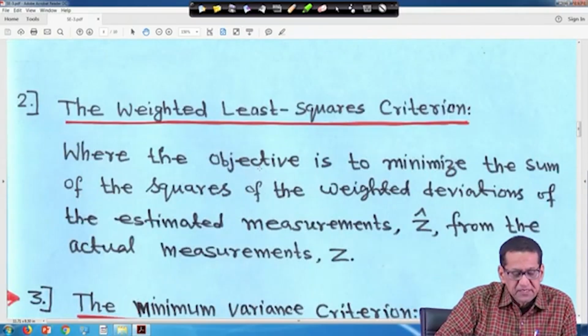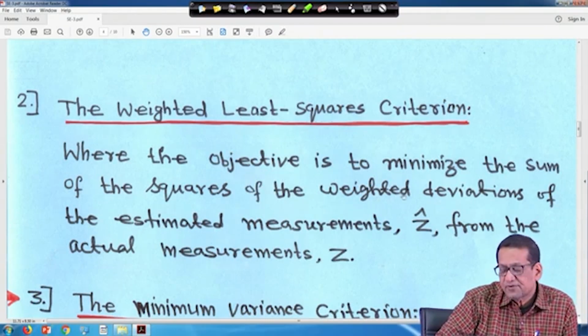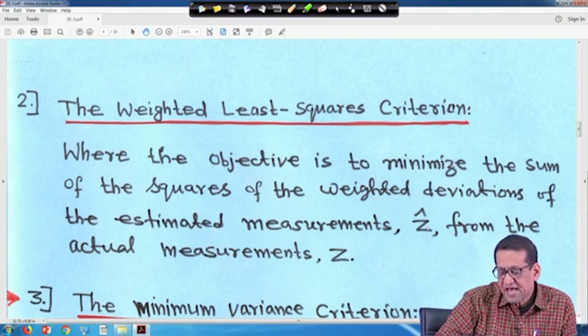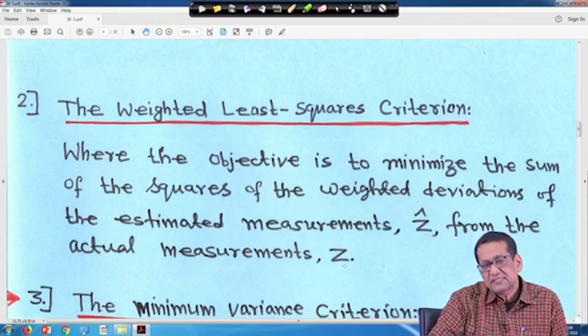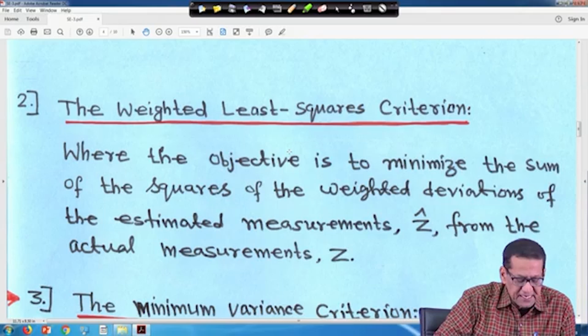Next one is the weighted least square criterion. Here the objective is to minimize the sum of the squares of the weighted deviations of the estimated measurements, that is z cap, from the actual measurements, that is z. So, this is the weighted least square criterion.